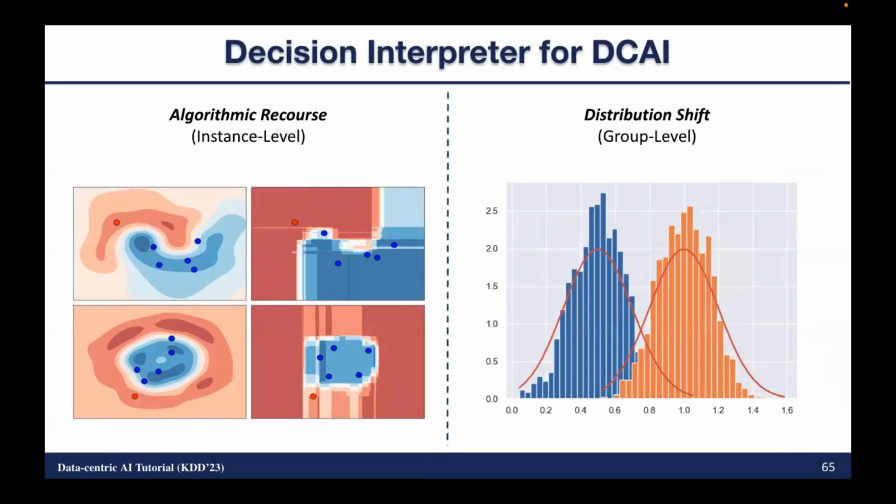So for the decision interpreter, I believe this is the second functional role we want to mention here under data-centric AI. The first technical category I want to cover is algorithm recourse. This is from the instance level, looking at each instance of the data: how can we really interpret the model behavior? And from the group level, I also want to slightly mention distribution shift, and I believe this part should be covered more by Siri later.